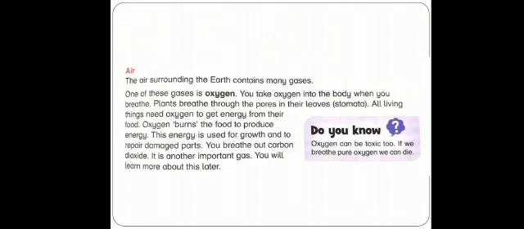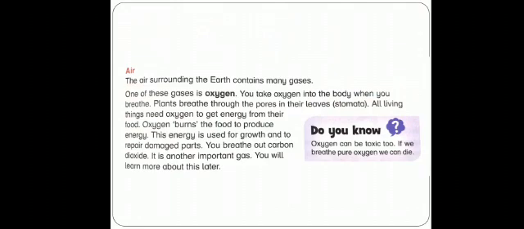Dear students, the second most important thing of the environment is air. Air is made up of different gases. For example, oxygen, nitrogen, carbon dioxide, hydrogen, and some other gases like neon, helium, krypton. All these gases combine together and form air.